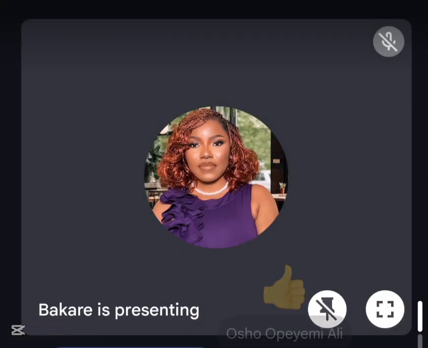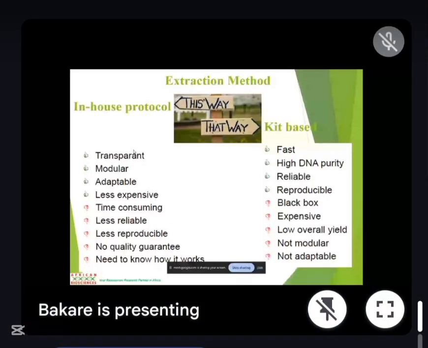Okay, good. The difference in the two is that in-house protocol is transparent, it is modular. That means you can modify it. You can say, for sample one, let me use 200 microliter guanidine thiocyanate. Sample two, let me just tweak a bit. Let's use 150 microliter of guanidine thiocyanate. It is adaptive. It's less expensive, but it's time consuming.